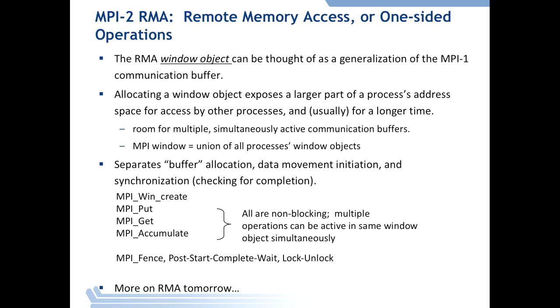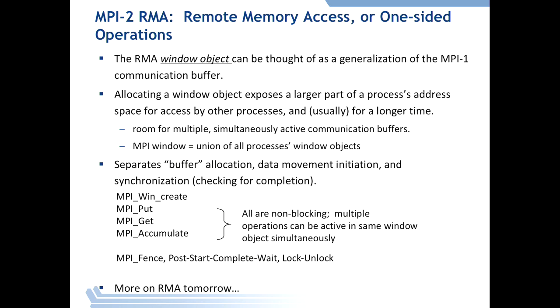One or two things about remote memory access. What happens in MPI's RMA, remote memory access, there are things called window objects. A window object is like a communication buffer, but it's used in a slightly different way. When a process allocates a window object, that's a piece of memory that other processes can write in, maybe for quite some time, and it also might be large. There's room for multiple communication buffers. The MPI window, that's a collective thing, that's the collection of all the window objects.